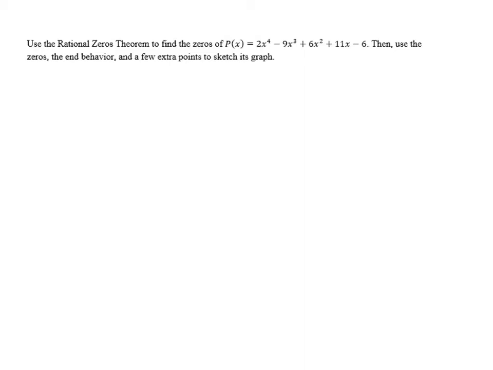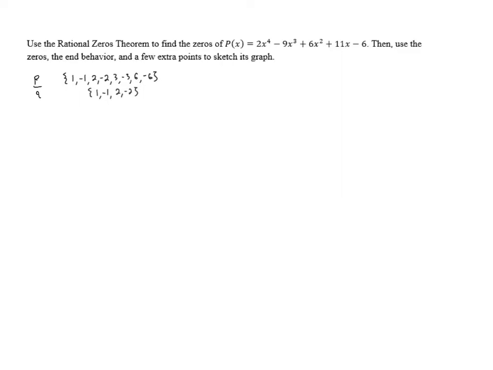All right, so we know by the rational zeros theorem that any rational zero will be in the form p over q, where p is a factor of the constant term, negative 6, and q is a factor of the leading coefficient, 2. So the factors of negative 6 are going to be 1, negative 1, 2, negative 2, 3, negative 3, 6, and negative 6. And the factors of q are 1, negative 1, 2, and negative 2.